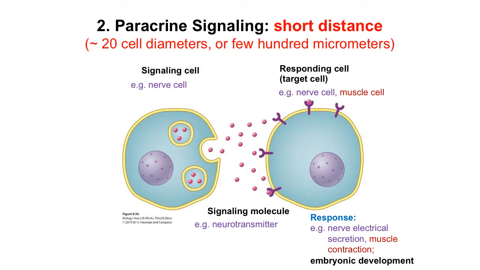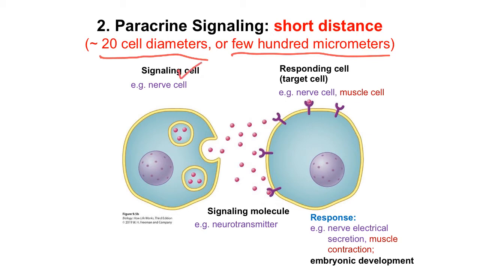The next type of signaling is called paracrine signaling. This involves two cells that are close to each other so that the signaling molecules need to travel only a very short distance to bind to the neighboring cell's receptor. So this is a signaling where the signaling molecules can travel distances up to 20 cell diameters or a few hundred micrometers. So it is a very short distance between the communicating cells. Of course, we have the four basic components.